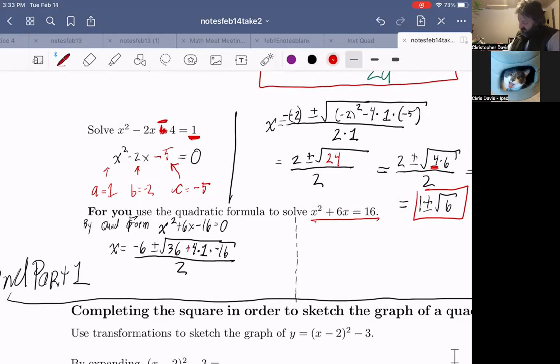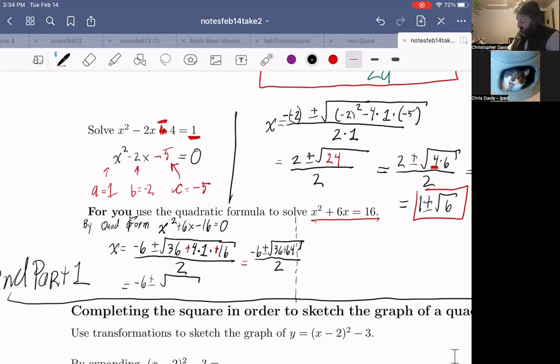All right, so double negative becomes a positive. 4 times 16, well, if you remember your powers of 2, it's not so bad. 16 times 2 is 32, times another 2 is 64. So I see -6 plus or minus the square root of 36 plus 64 all over 2 equals -6 plus or minus the square root of.